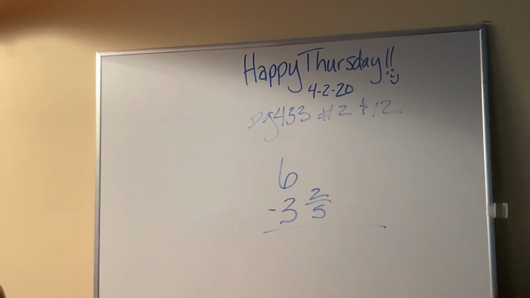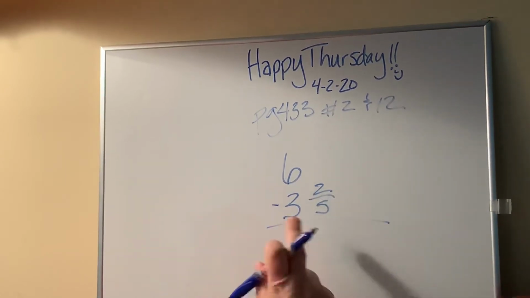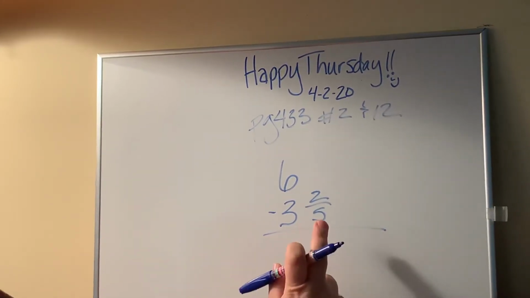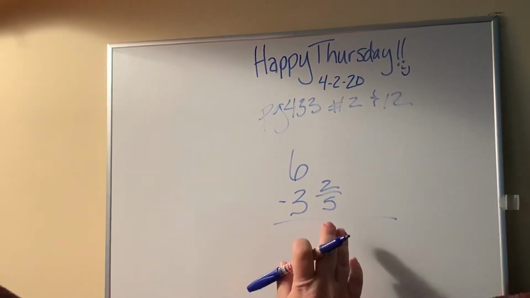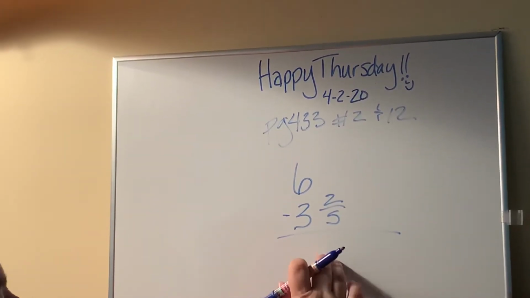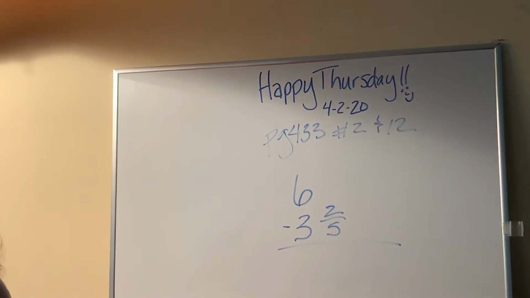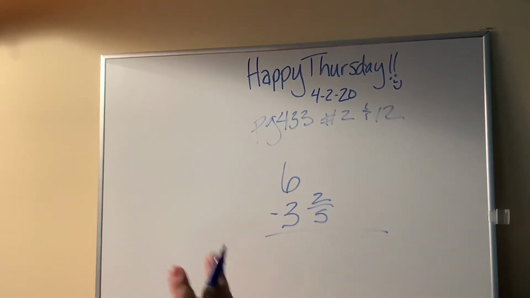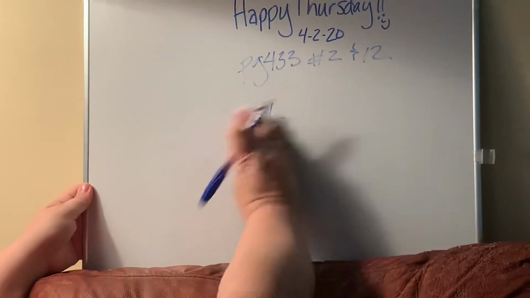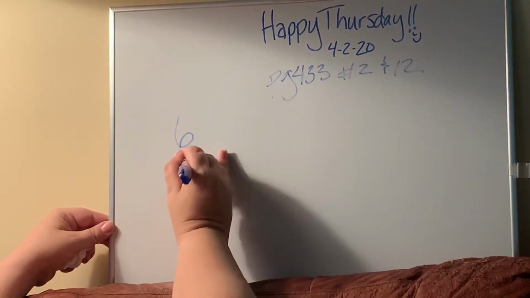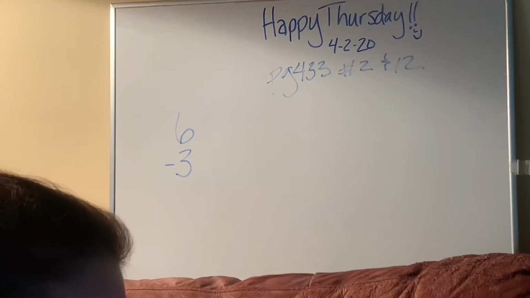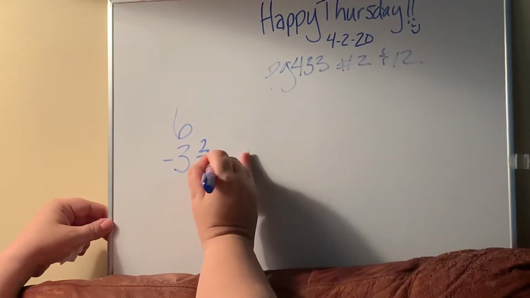No. You are starting with 6 whole pies. You are taking 3 whole pies and then 2/5 of another pie away. So I'm going to do this both ways. I'm going to solve this problem 2 times. So actually I'm going to move it over a little bit so you can see them side by side. 6 minus 3 and 2/5.